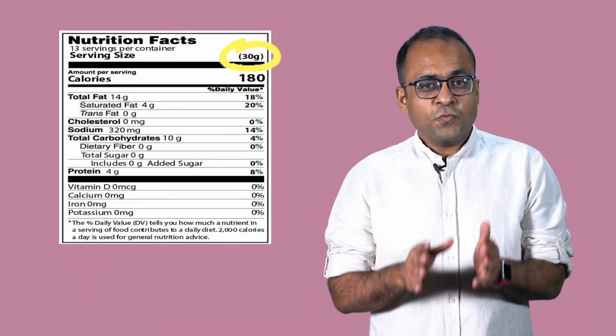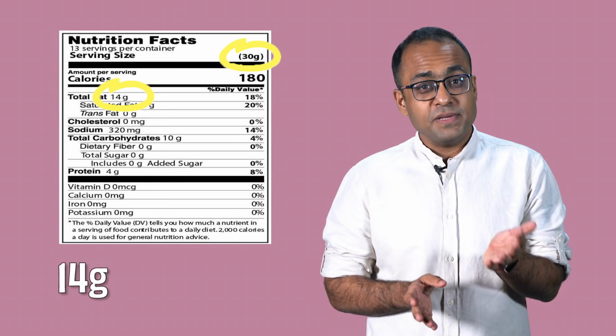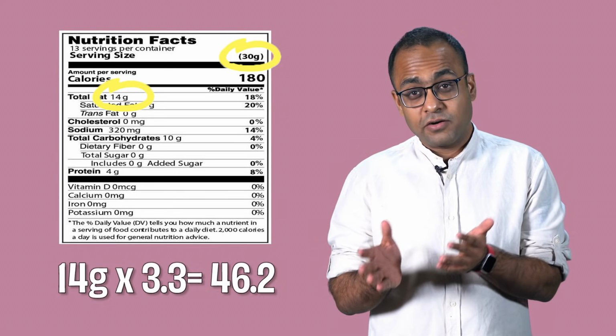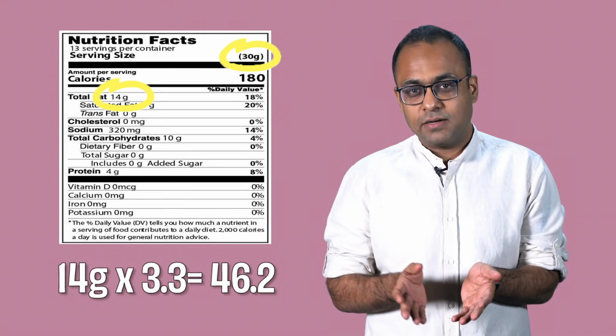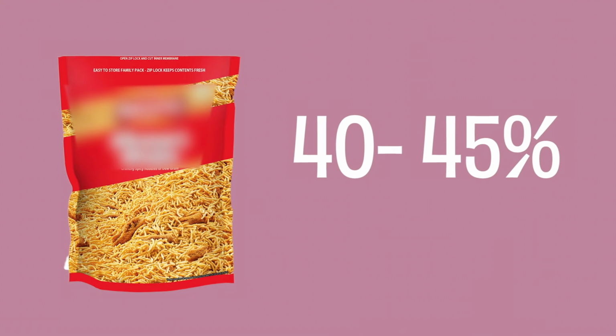Now, here they have listed the nutritional information per serve, and it says that one serving is 30 grams. So to find out per 100 gram, you'll have to multiply everything in the table by 3.3. So 14 grams of fat in one serve means about 45 grams of fat in 100 grams. That's 45%. Now you have your range. Most probably 40 to 45% of this food is vegetable oil.